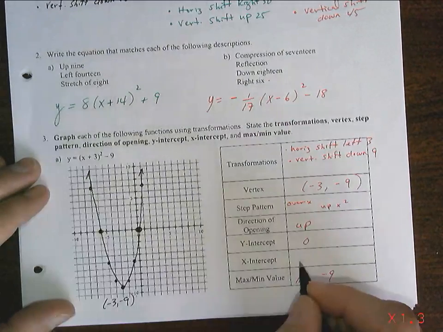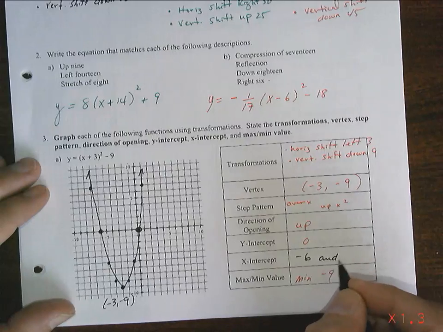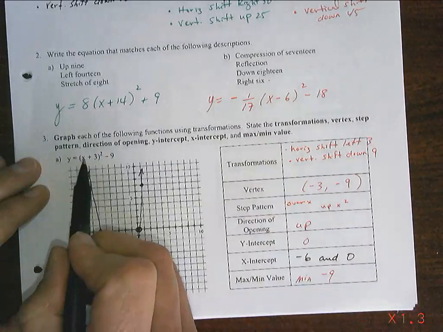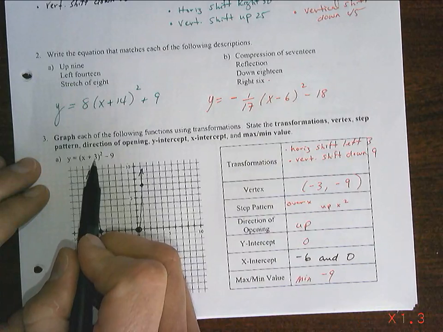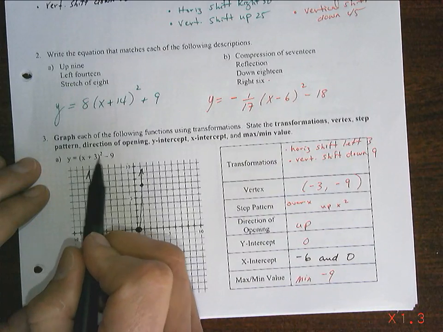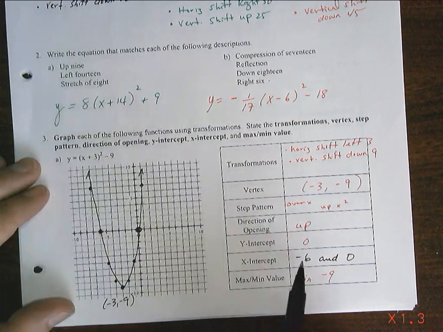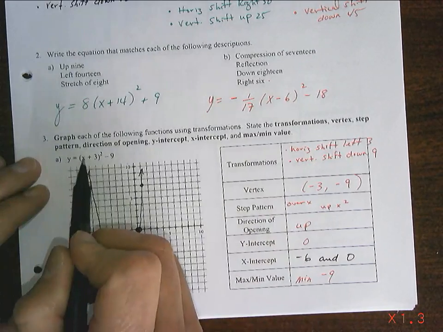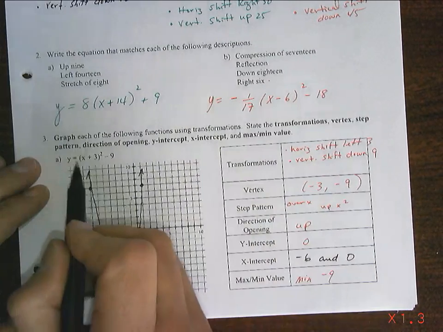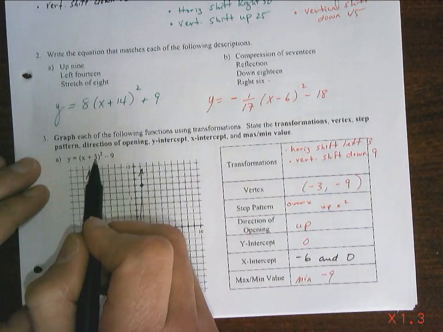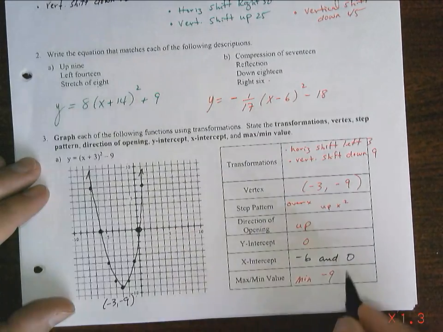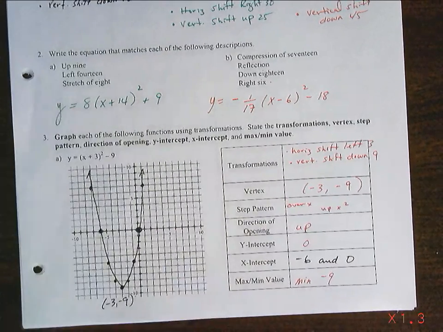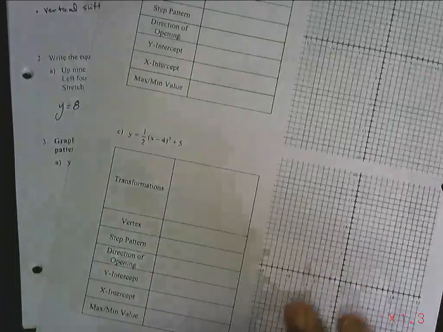They should be -6 and 0. Let's check them. -6 plus 3 is -3. -3 squared is 9. 9 minus 9 is 0. So when x equals -6, y does equal 0. So that's a good thing. What about 0? 0 plus 3 is 3. 3 squared is 9. 9 subtract 9 is 0. And it works. Very good. 2 more.